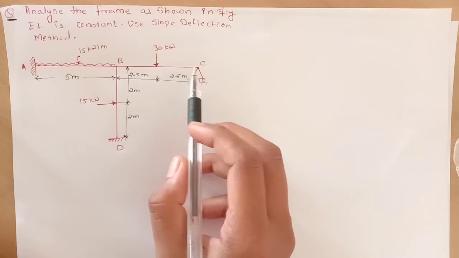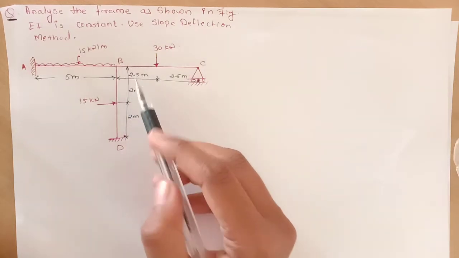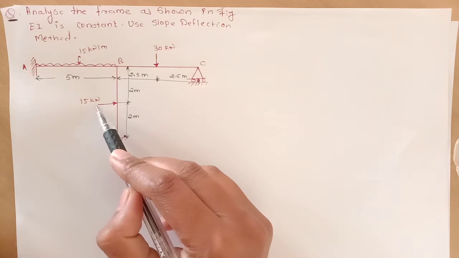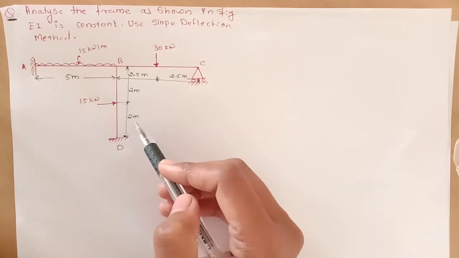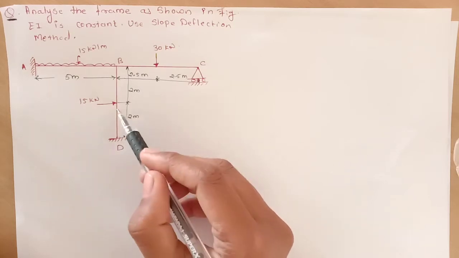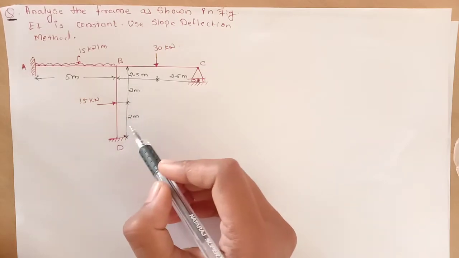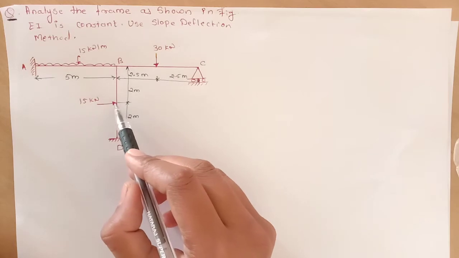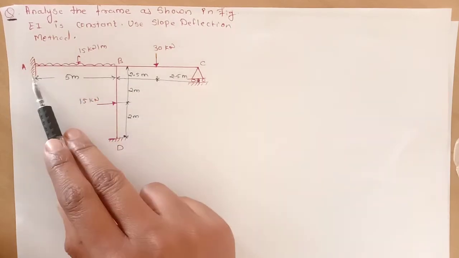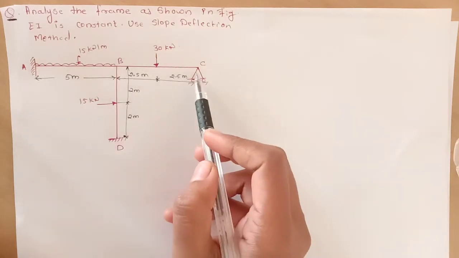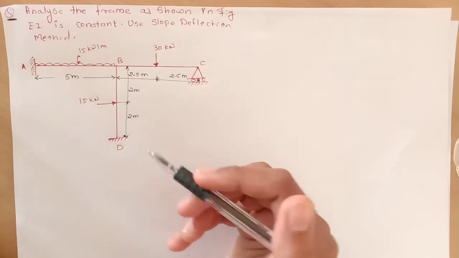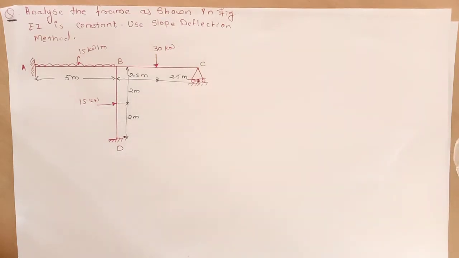Then next, over this BD member, a 15 kN point load is acting, its total span is 4 meter. From D point to the point load the distance is 2 meter, and from the point load to B point the distance is again 2 meter. A support is a fixed support, C support is a roller support and D support is a fixed support. So let's start the solution.